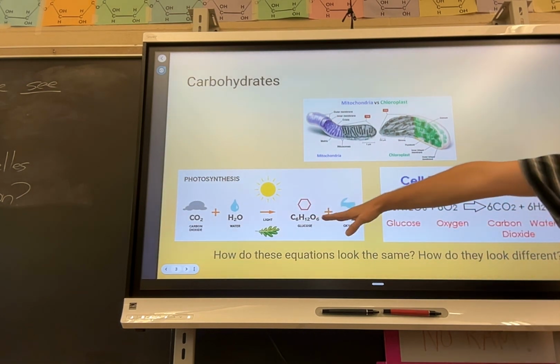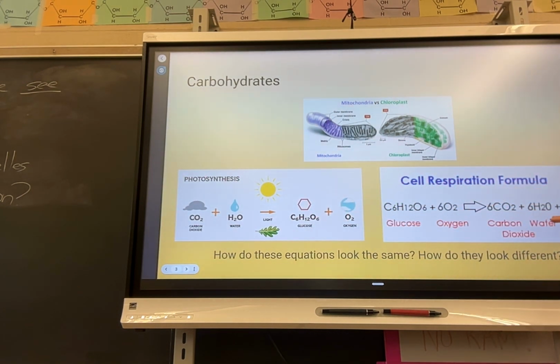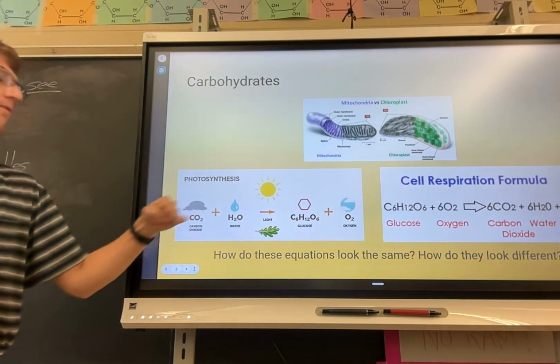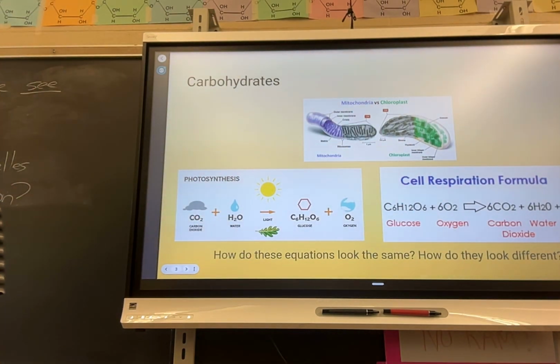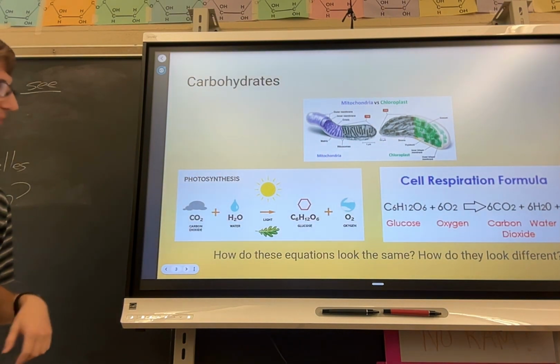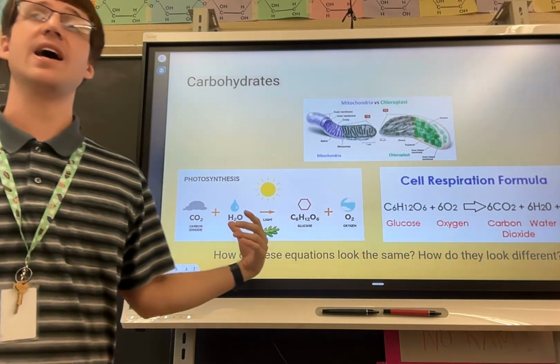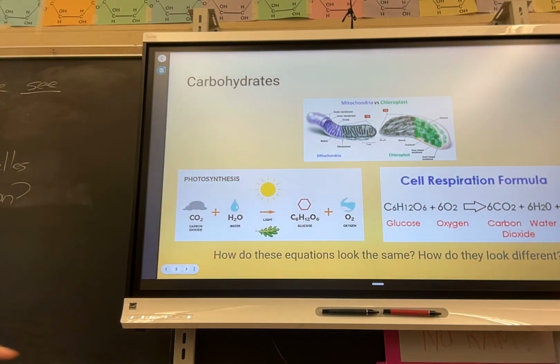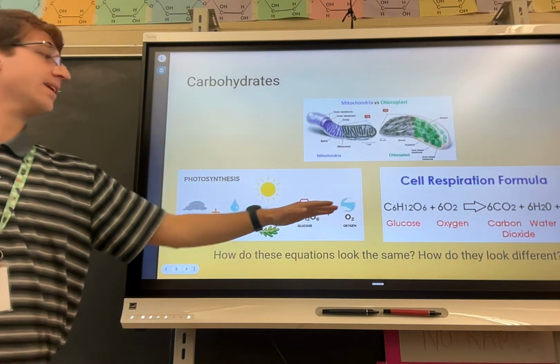So again, we have glucose and oxygen on this side, and on this side we have carbon dioxide, water, and energy. What about the energy? Where is the energy in photosynthesis? The sunlight. Yes, I heard someone say. Right. So the sunlight is going to provide energy. That's why plants absorb the sun's energy through photosynthesis in order to make these.